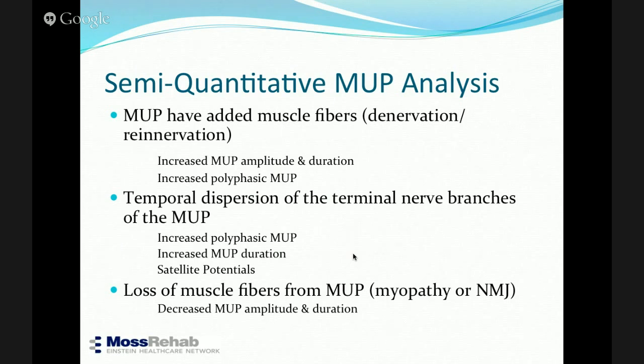And there is temporal dispersion of the terminal nerve branches of the motor unit potential, such as sprouts. That would increase the polyphasic motor unit potential. There's increased duration of the unit, and there's going to be satellite potential. Satellite potentials are the units which are time-locked with the actual motor unit potential and come after a baseline, and then there is this potential, and it's always time-locked. And that's due to a sprout which is going to a muscle fiber. And if you have loss of muscle fibers in myopathy or neuromuscular junction, you're going to have decreased amplitude and duration of the units.